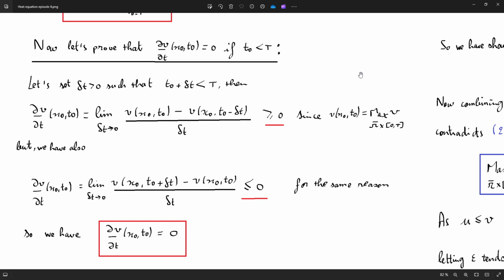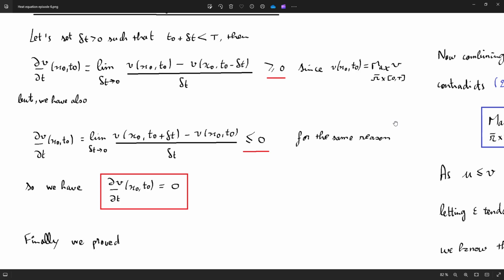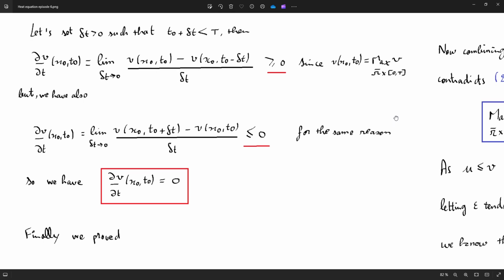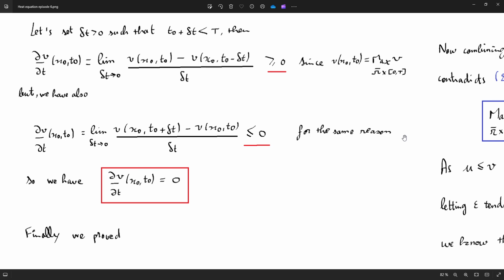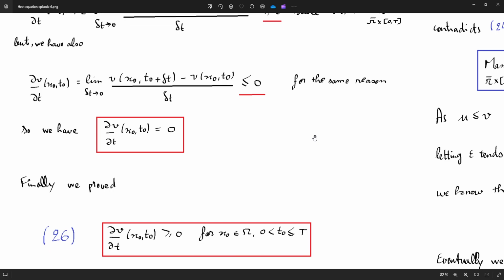bigger or equal to 0, since v(x0, t0) equals the maximum of v on omega bar times [0, t]. But we have also that the derivative of v with respect to t in (x0, t0) equals the limit when delta t goes to 0 of v(x0, t0 plus delta t) minus v(x0, t0) over delta t, which is smaller or equal to 0 for the same reason. So we have then that the partial derivative of v with respect to time t in (x0, t0) equals 0. Finally, we proved 26.